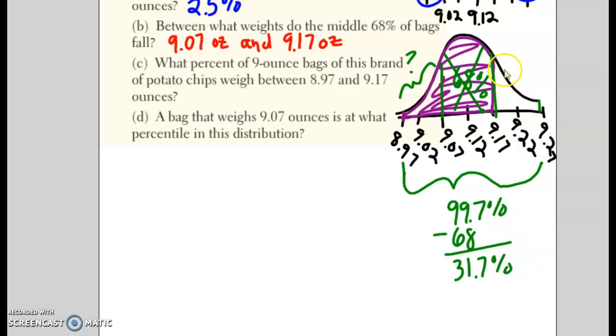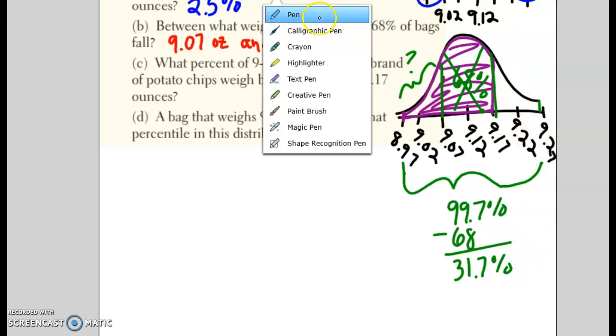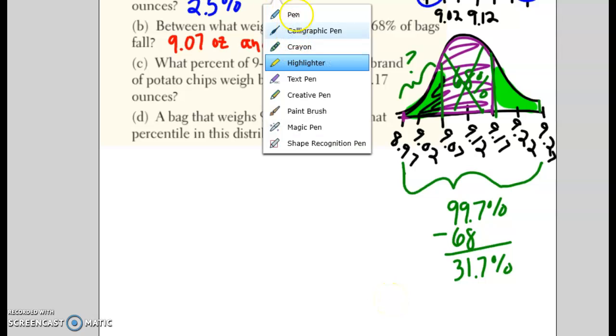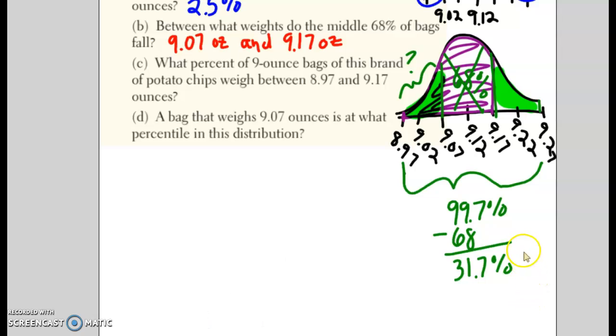But that's going to be this section. Let me pick a different color. Let me highlight, I guess. That's going to be this and this, and I only need one of those. I only need the one on the left. I'm going to cut that in half. So divide that by 2. And that's going to give me 15.85%, where this question mark is.